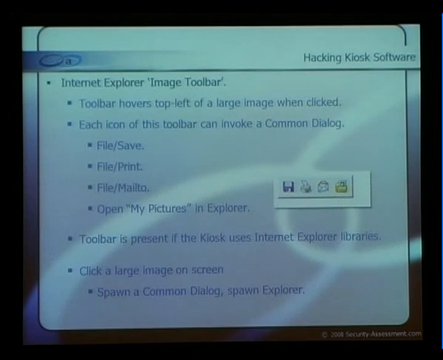Pretty easy. You can also use the Internet Explorer image toolbar. I said previously that a lot of these Internet kiosks are actually based on standard Internet Explorer libraries. Now, Internet Explorer libraries contain what's called the Internet Explorer image toolbar. It's a toolbar that hovers in the top left whenever you click a really large image. The toolbar basically has 4 little icons. The first one lets you pop up a file save dialog. The second pops up a file print dialog. We've got a file mail to. And then the last one will actually spawn explorer.exe. So it's a pretty easy check. You go to a kiosk, you look for a really large image, you click it, and you see this toolbar pop up. If the toolbar pops up, you're pretty much guaranteed to win. Because you get common dialog, Explorer.